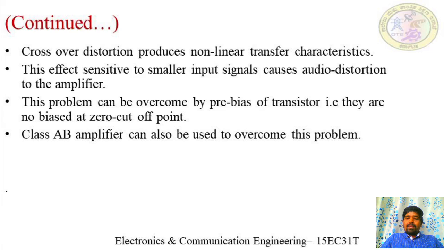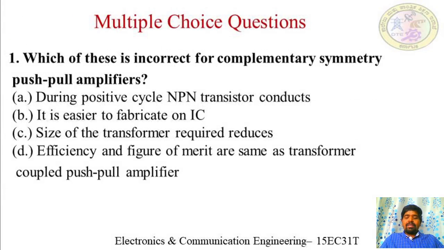So this problem can be overcome by pre-biasing the transistor. That is, there is no bias at the zero cutoff point. That means the operating point should not be at zero crossing; it should be above the zero crossing. So how exactly will we overcome it? A Class A amplifier can be used to overcome this problem. This one we will discuss in the next session. So here we will discuss some multiple choice questions related to this session.